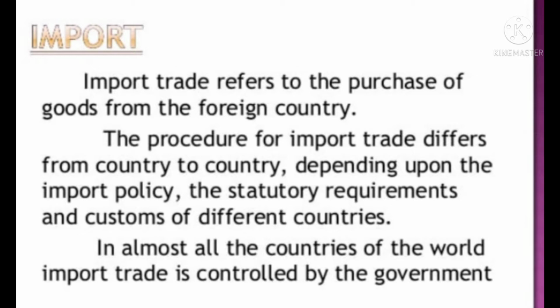Now, import procedure. The procedure for import trade differs from country to country depending upon the import policy, the statutory requirements and customs of different countries. So, when we are importing the goods and services, the procedures will differ from country to country depending upon the different policies each and every country is following. In almost all the countries of the world, import trade is controlled by the government only.